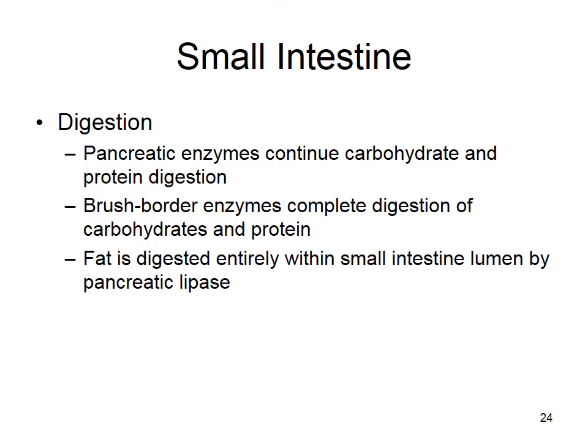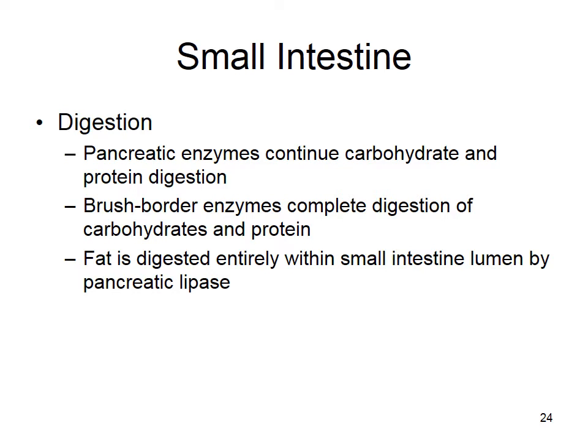Right. The major role of the small intestine is digestion and absorption. Okay, so digestion is due to pancreatic enzymes as well as those brush border enzymes. Okay, so pancreatic enzymes continue carbohydrate digestion. And we say continue because where did carbohydrate digestion start? In the mouth. Okay? So carbohydrate digestion started in the mouth due to salivary amylase.